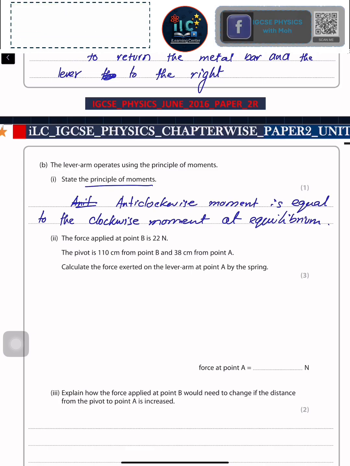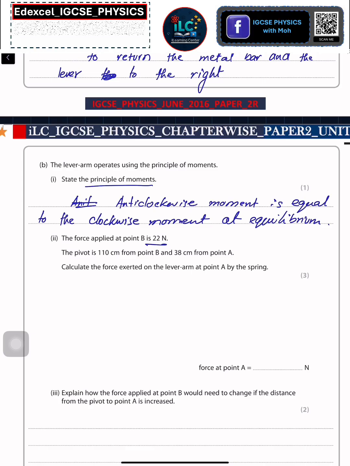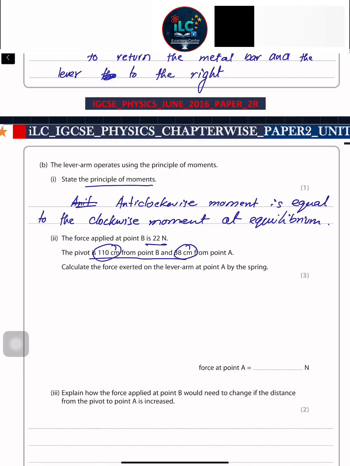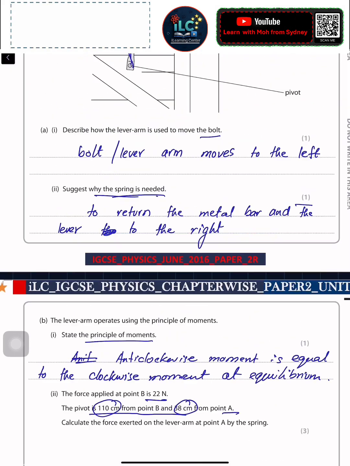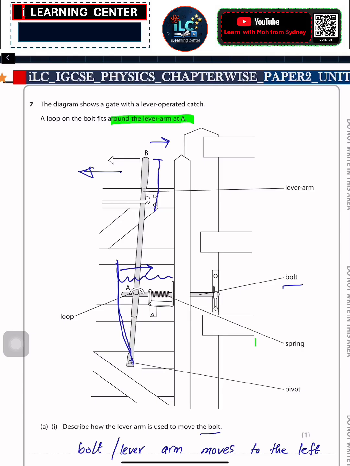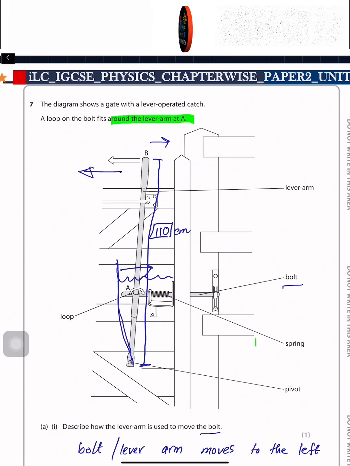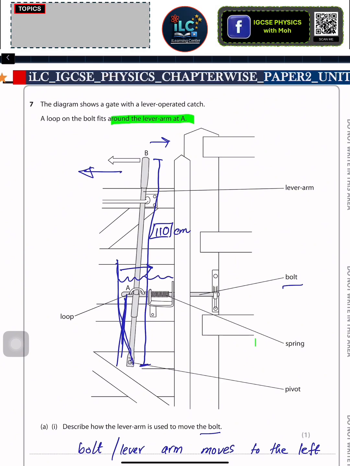So what is the next question here? The force applied on B is 22. The distance from this is 110 and 38 from A. So if we go here, this distance from here to here is basically 110. That is the distance in centimeters. And this distance, basically this much, is 38 centimeter.